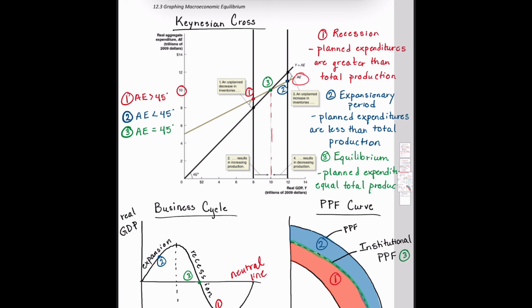So again, macroeconomic equilibrium can be anywhere on the 45-degree line. We want it ideally to be at potential GDP, which is the natural rate of unemployment or the full employment level.